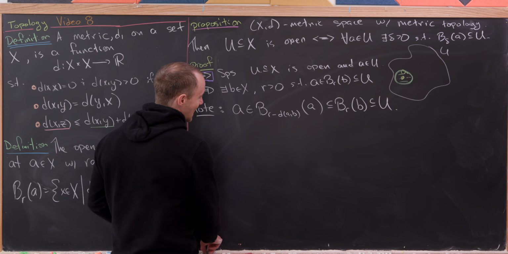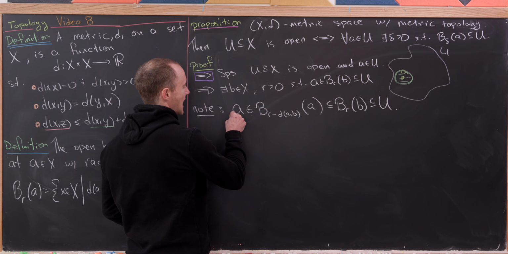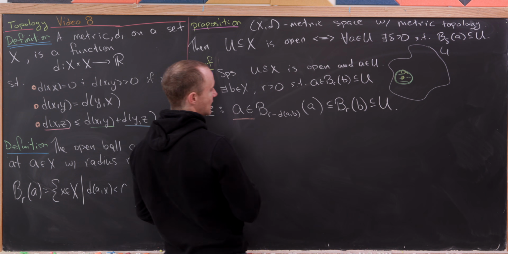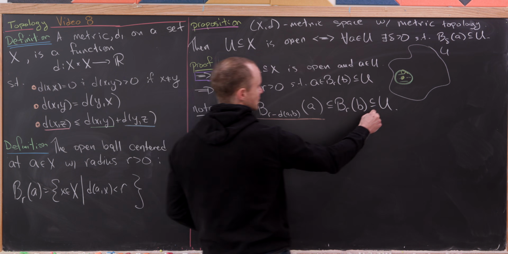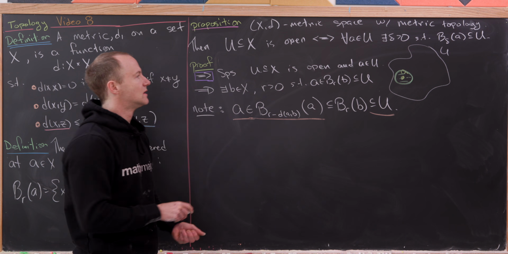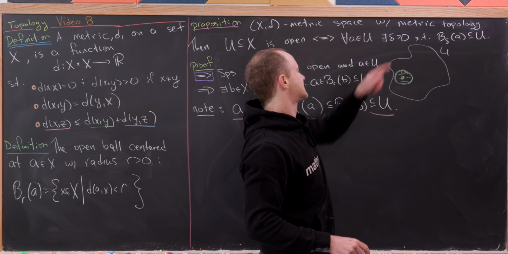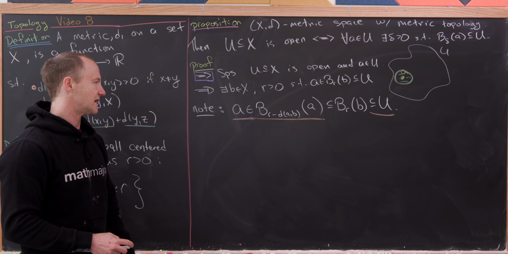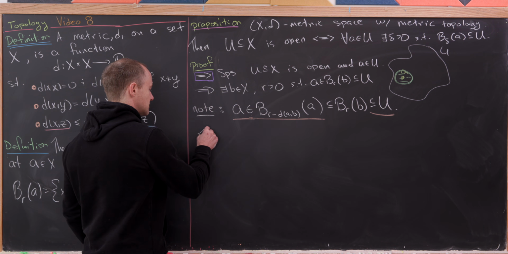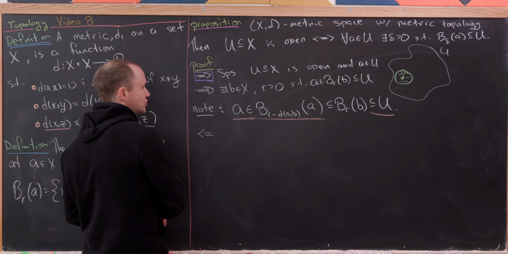But check it out. Is that what we needed? Yes, we've got A is inside of this ball of radius something centered at A, which is a subset of U. But check it out. We just found the existence of our delta. Our delta is this r minus the distance from A to B. Okay, so now let's look at the reverse direction.